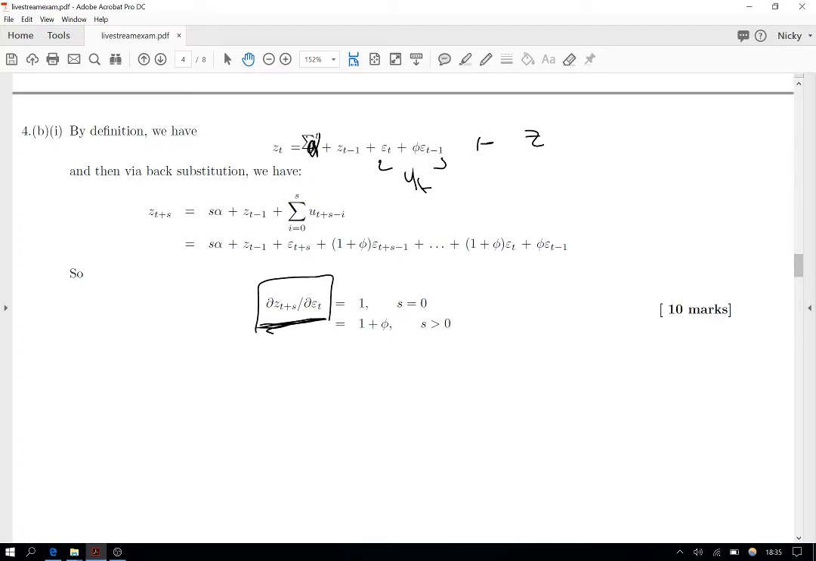So again, we want to work out Z_{T+S}. So again, this is equal to alpha plus Z_{T+S-1} plus epsilon_S. Sorry, epsilon_{T+S} plus phi epsilon_{T+S-1}. And again, you can go through this. You should go through this yourselves. Keep recursing back: substitute in Z_{T+S-1} and keep doing this S minus 1 times, keep going back until you get back to having Z_{T-1} here, which is what we've done here. So it's very simple. It's very similar to the above.